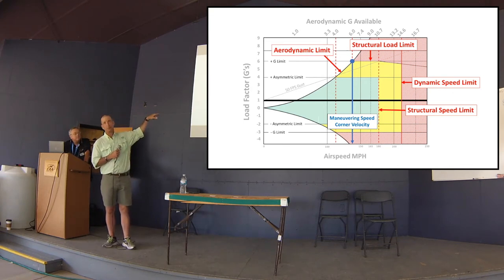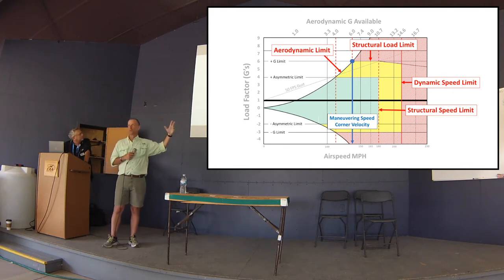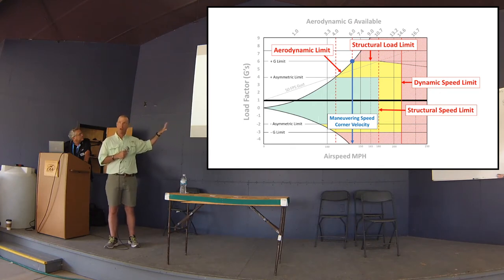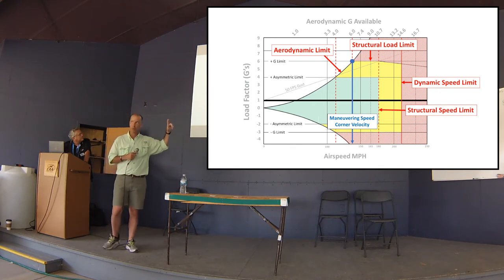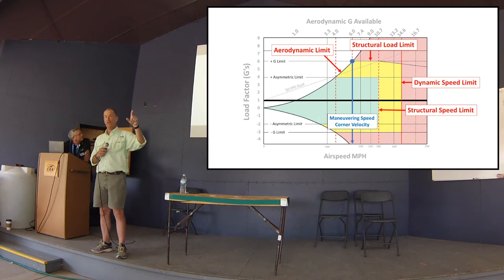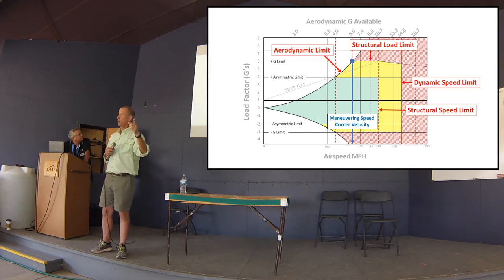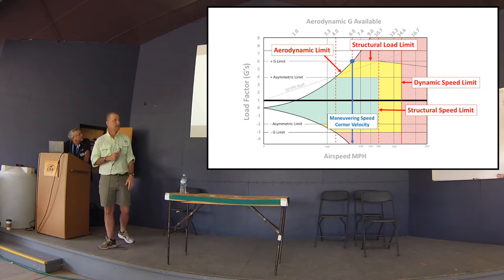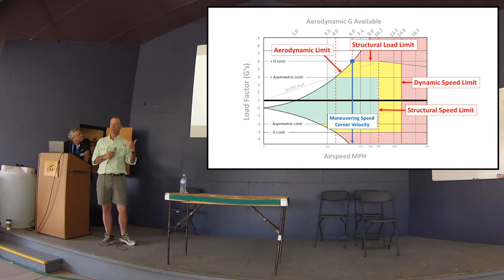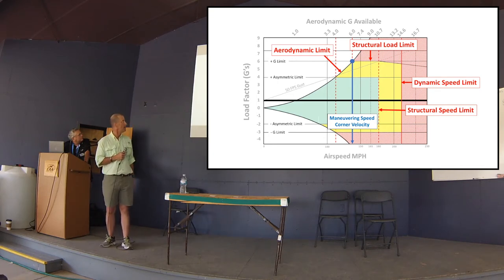The left side of the envelope is the aerodynamic limit. Okay, that's where the airplane stalls. And you guys probably remember from pilot training that that's a parabola because lift varies as the square of airspeed. So you're going to see that square and that square root a lot in some of the little rules of thumb that we're talking about.